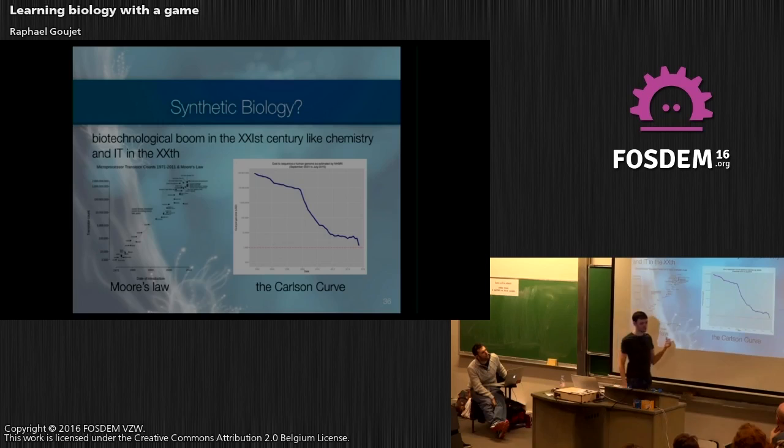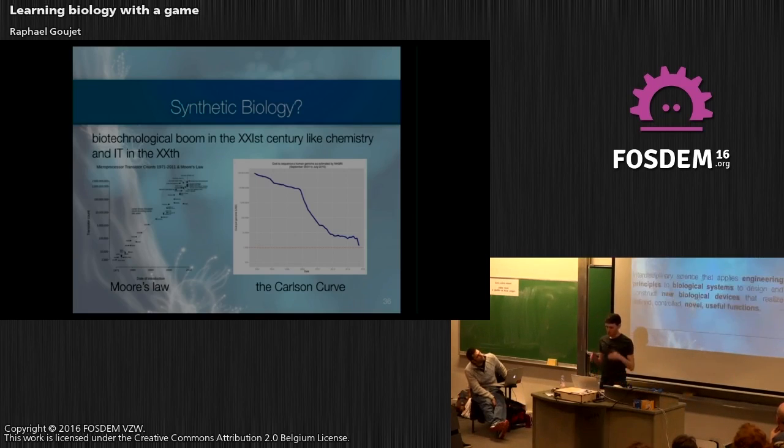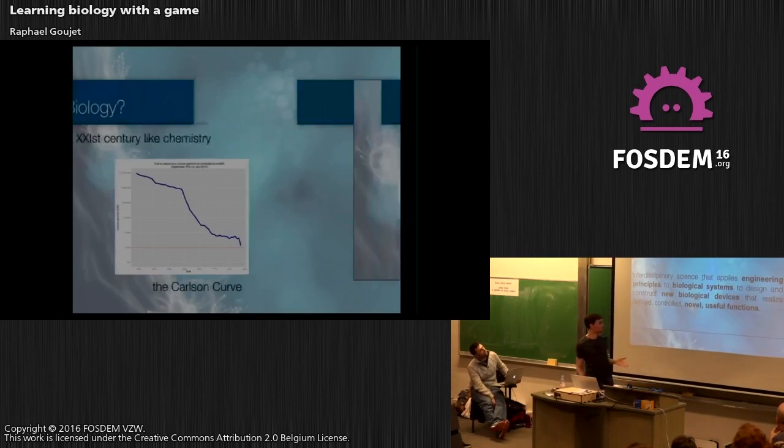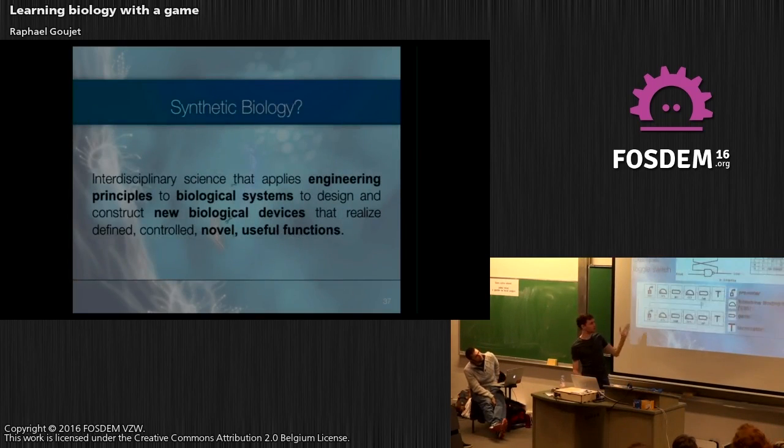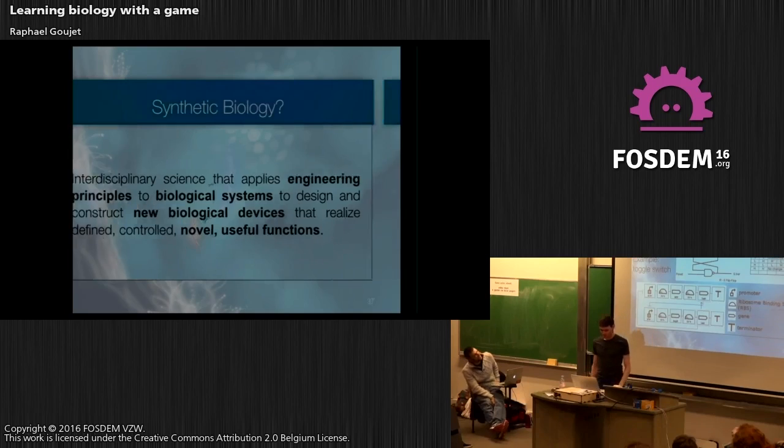You know that there was this Moore's law about numbers of transistors in microchips. There's the same thing in biology. I mean, this is the cost of DNA sequencing. It used to be $1 million per base pair, and today it's 1,000 per genome or something. It's ridiculous. All right. But more specifically, what is synthetic biology?